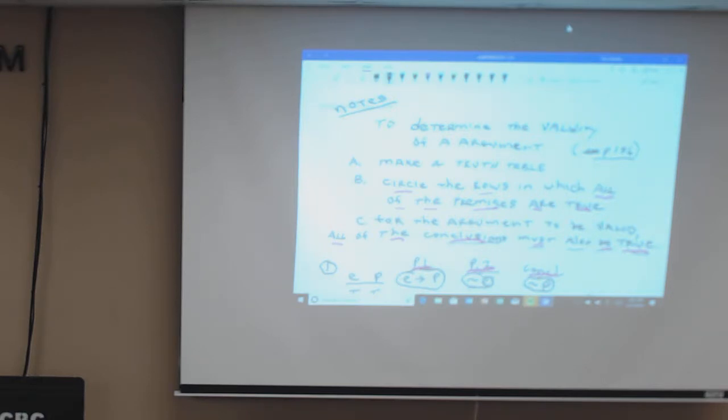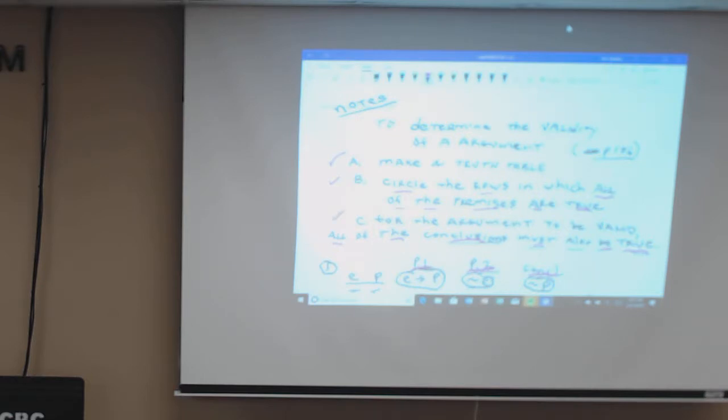So how do you determine the validity of an argument? It's on page 156. First, you make a truth table. Second, now the book has you drawing a line through all the ones where the premises are not true, but I kind of prefer to focus on finding the ones where the premises are true. And I'll show you that as we work through it. So my second instruction said, circle the rows in which all of the premises are true.